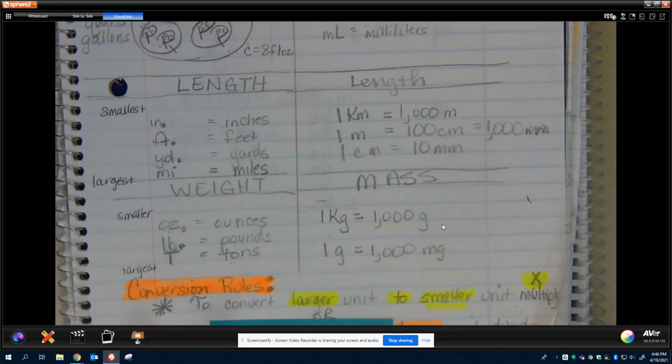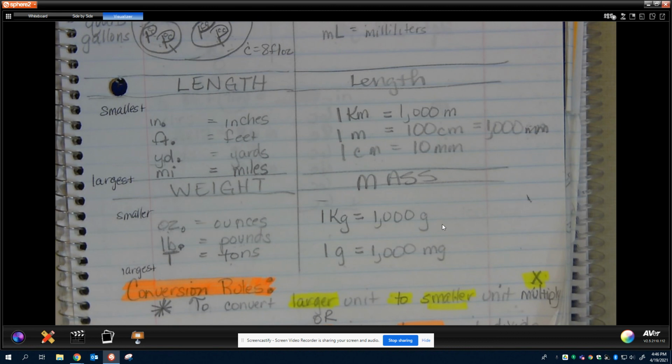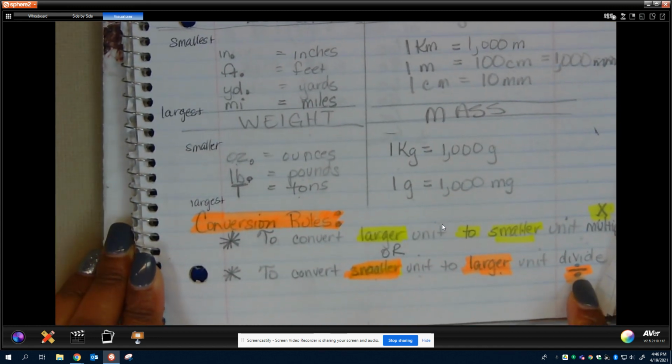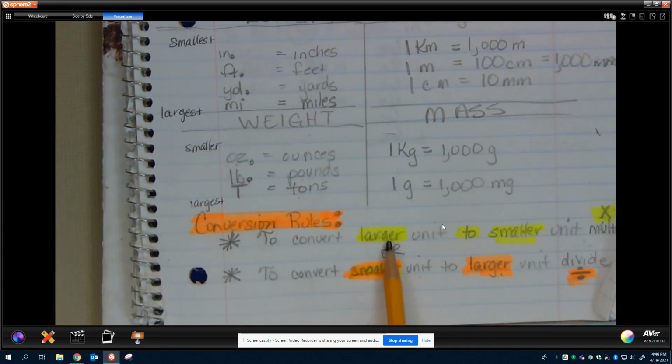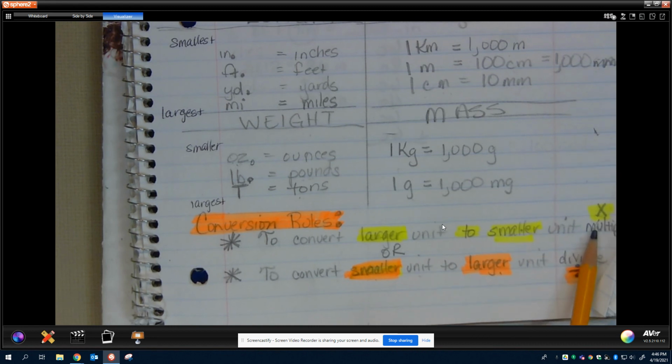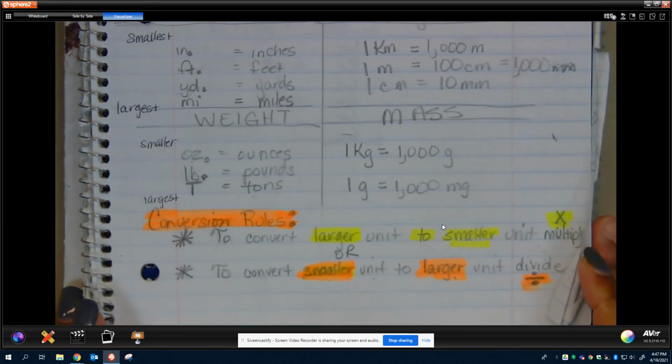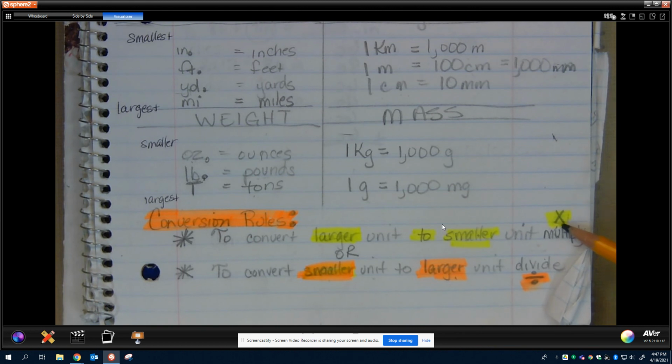Now, you will not have to memorize this. Once again, this will be on your STAR reference sheet, so you will get those conversions. Our rule that we learned last week still applies. To convert from a larger unit to a smaller unit, we're going to multiply. Since we're multiplying by 10, that means we're moving our decimal to the right. If we're converting from a smaller unit to a larger unit, then we are going to divide. Because we're dividing by 10, we're moving our decimal to the left.